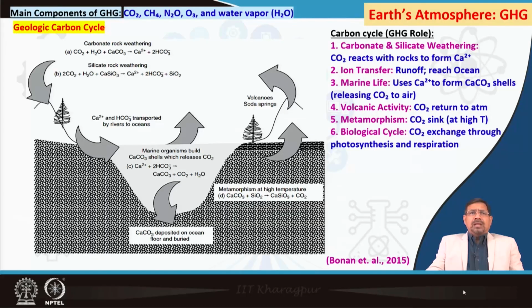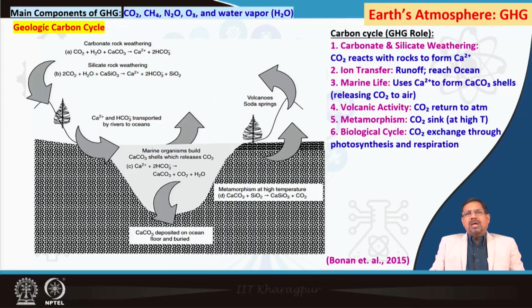You can see in the longer duration we have the rock weathering process. It can be explained in terms of carbonate rock or silicate rock. When calcium carbonate comes in contact with carbon dioxide and water, in terms of carbonic acid, it gives rise to the calcium ion and carbonate ions. Okay. So, bicarbonate ions, HCO3 minus.